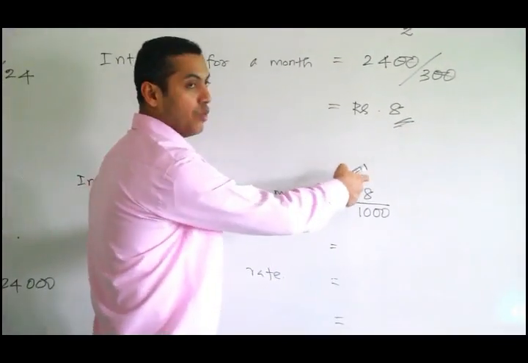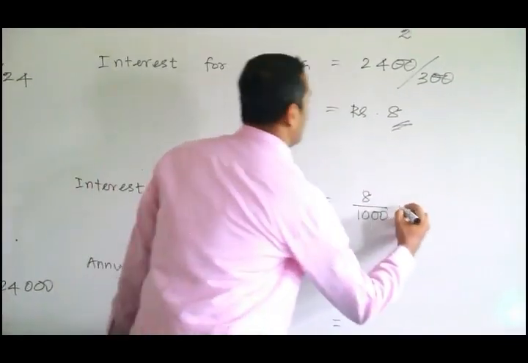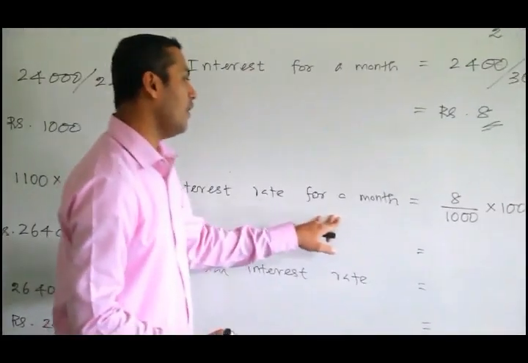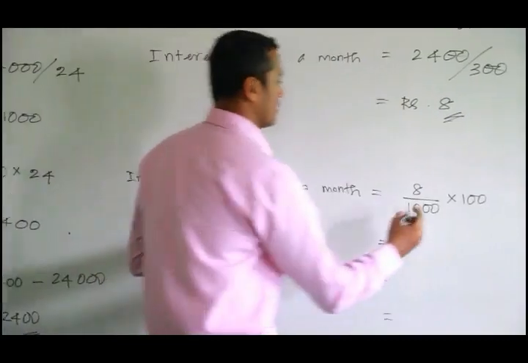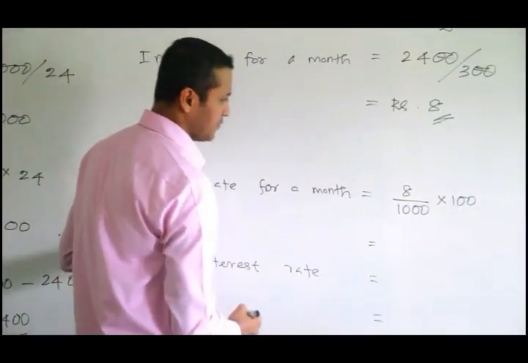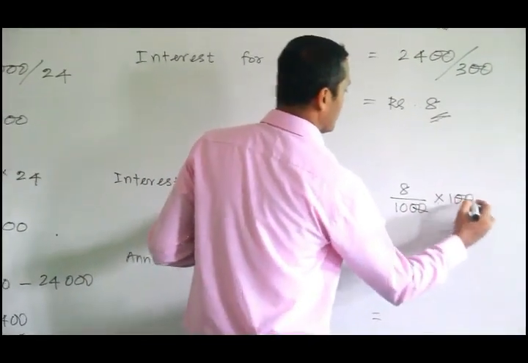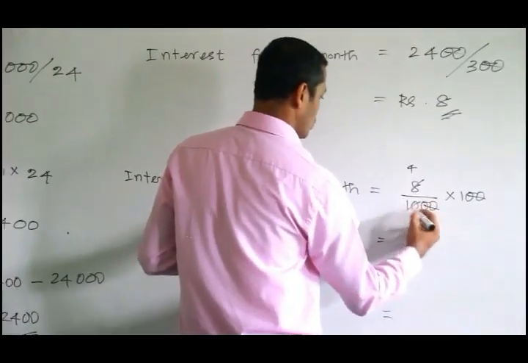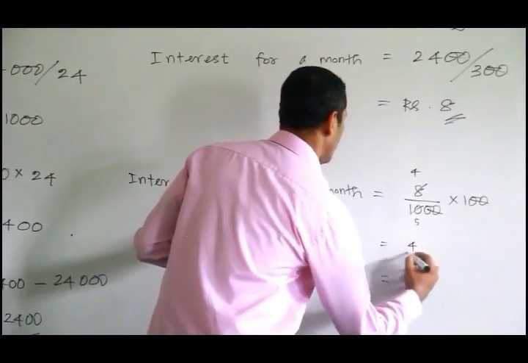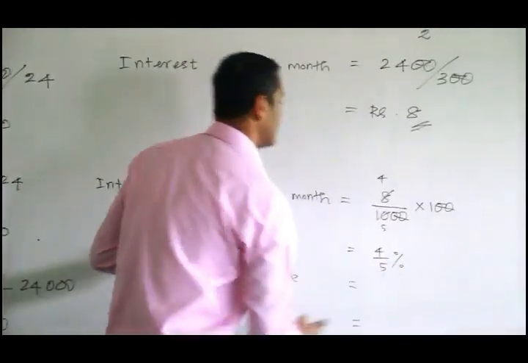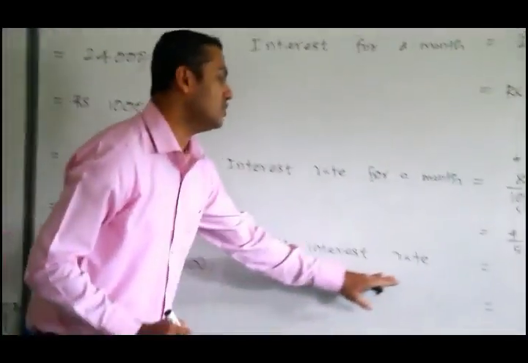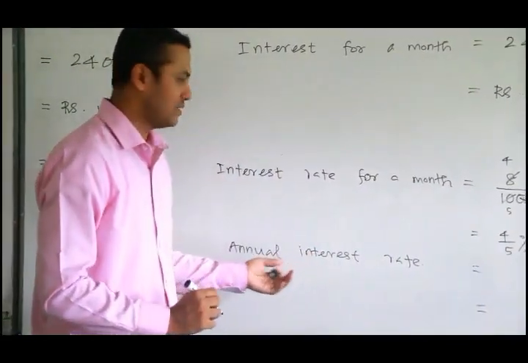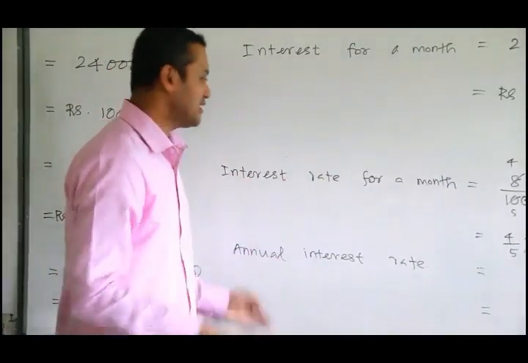Interest for a month over loan for a month into 100. This is the interest rate for a month. Then you can cancel by 2. Then 4 over 5 percent. Then to get the annual interest rate, we are going to multiply by 12, because annual means it's for a year.